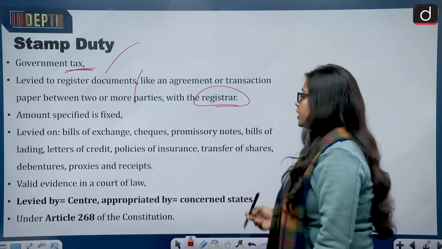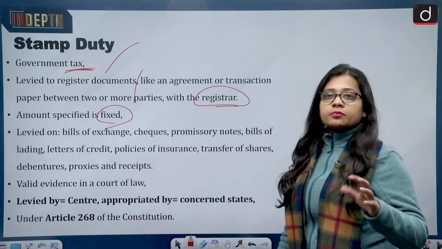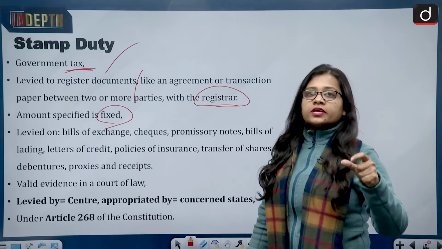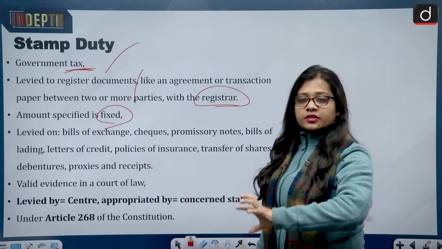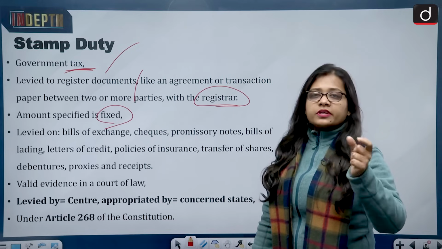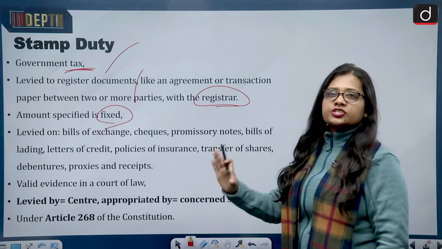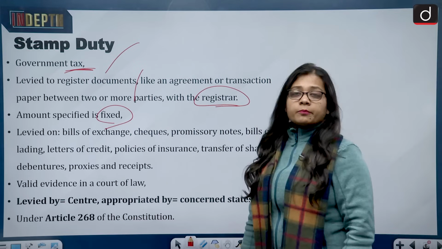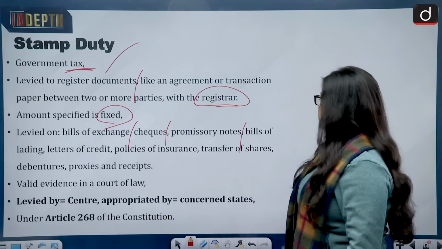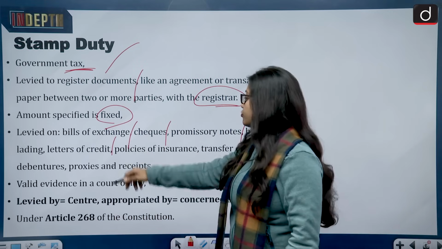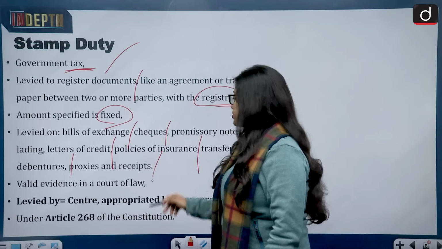So stamp duty is a type of tax which the person pays to the government, and the amount specified is fixed. It is not that stamp duty keeps on changing. It depends on the amount for which the registry or the piece of land is, and the amount which is written on the papers. A percentage of that amount is what stamp duty is. So it is almost fixed in each case, and stamp duty is levied on bills of exchange, checks, promissory notes, bills of lading, letters of credit, policies of insurance, transfer of shares, debentures, proxies and receipts.